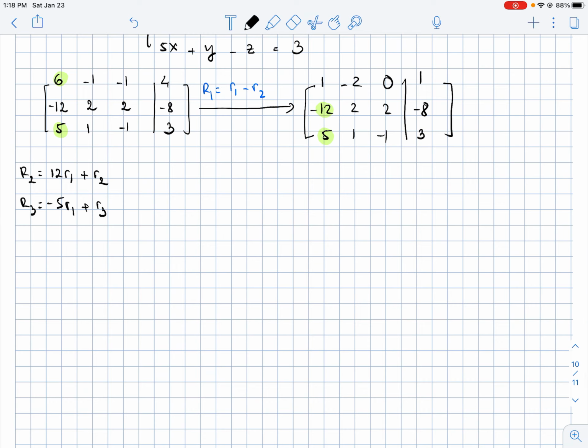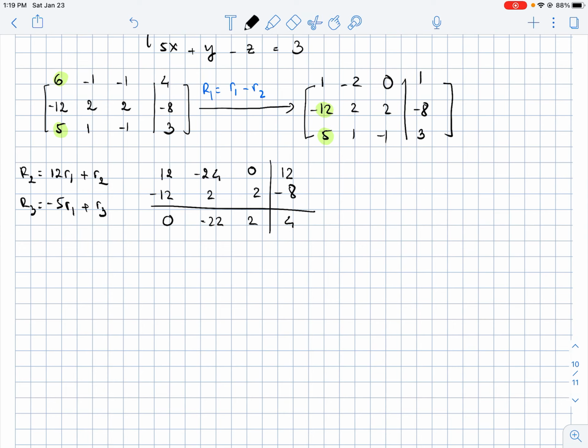So we can get that 12 times row 1, we will get 12, negative 24, 0, and 12. And then we put row number 2, negative 12, 2, 2, negative 8. Add them up. So we have 0, negative 22, 2, and 4.